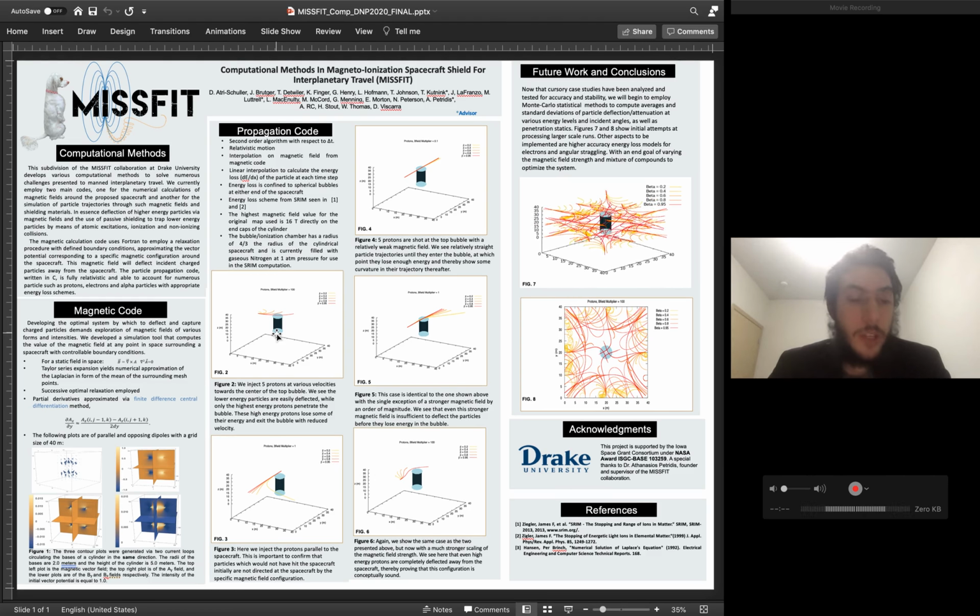Now, in order to simulate this, we have two main codes. We have a magnetic code, which calculates the magnetic field, and we have a propagation code which calculates how particles move in this magnetic field and through the gas around the spacecraft.